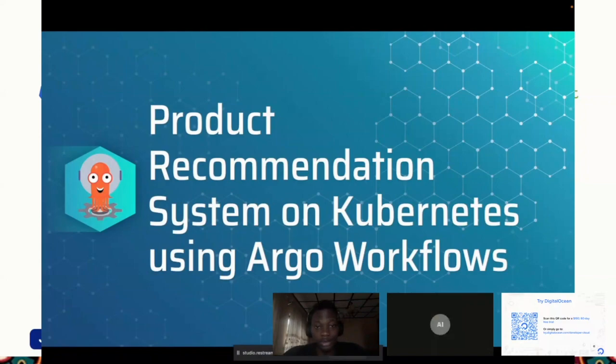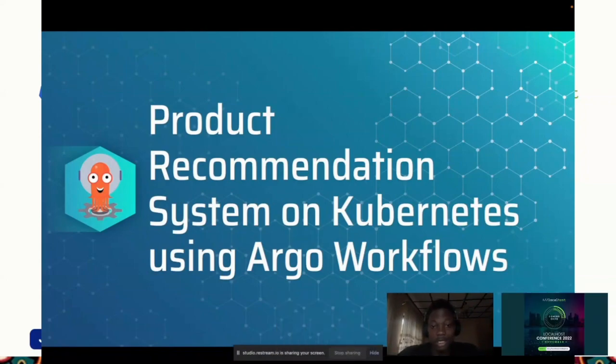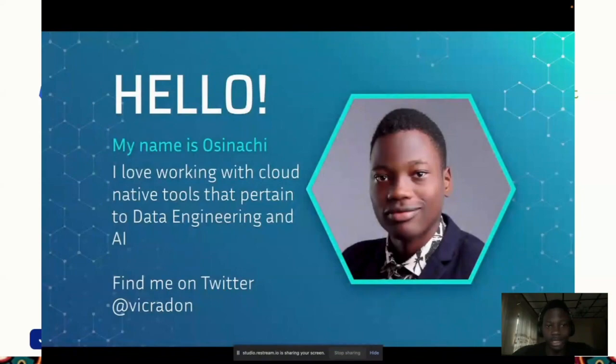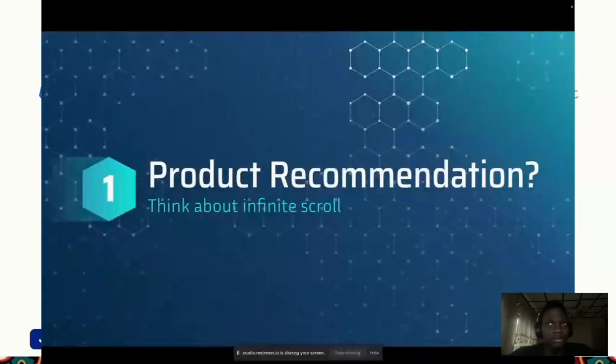Today I'm talking about product recommendation system on Kubernetes using Argo Workflows. Just a bit about me, I love working with cloud native tools that pertain to data engineering and AI. So let's get to product recommendation. You've probably heard of it maybe when you're using a website and you're scrolling infinitely and you keep seeing things being recommended to you, videos, maybe TikTok. You keep seeing a new video being shown on your screen, right? So there's an algorithm working at the back to make this happen.